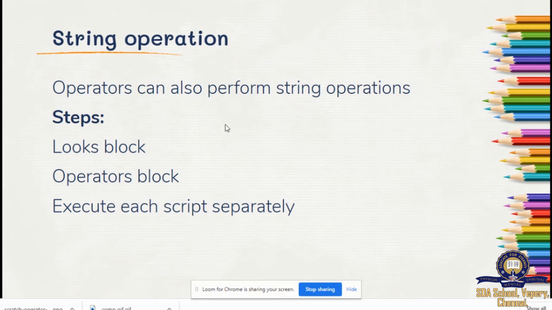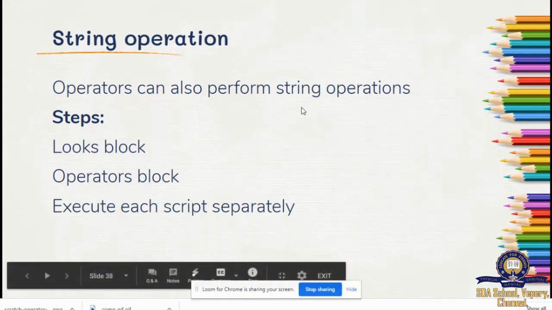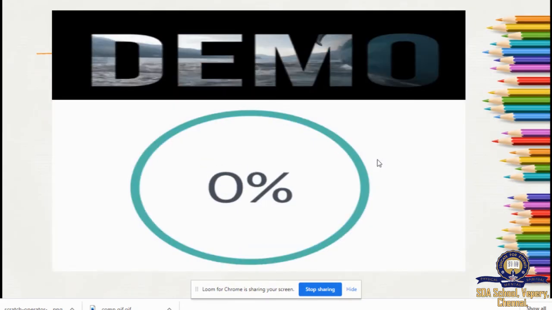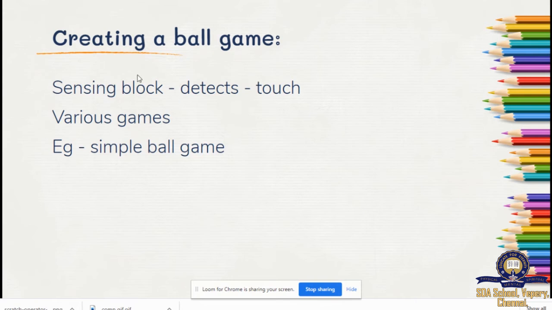So what is a string? A string is a combination of numbers and alphabets. It's called a string. So Soumya is a string. We went to the looks block, we clicked say. Then we went back to the operator block. We said join hello world. So everything comes under string operations. I showed you the demo. Now we'll go to creating a ball game.